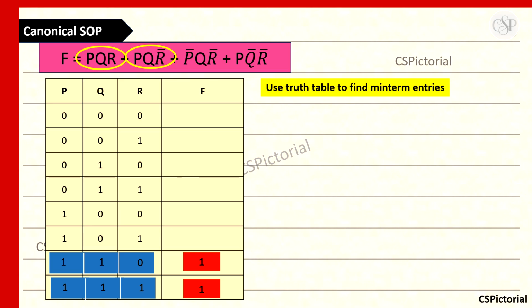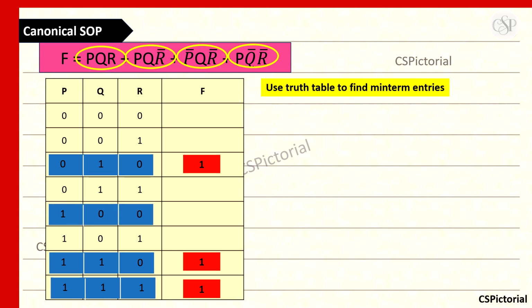Again, for the next product term P bar QR bar, P equals 0, Q equals 1 and R equals 0. So enter 1 in the corresponding field. And finally, for the product term PQ bar R bar, the input values are P equals 1, Q equals 0 and R equals 0. Enter 1 as output value for the corresponding truth table entry.